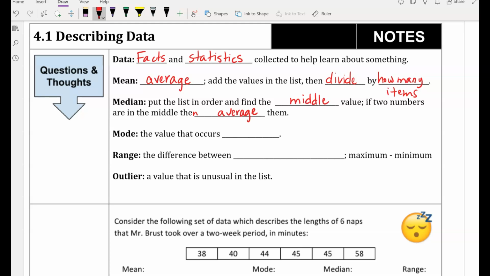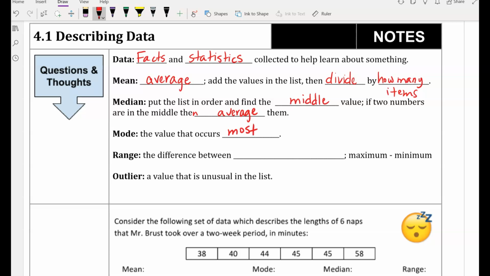Median is another way to talk about a middle value. It's similar to the mean, but it's not always the same value. To find the median, you put your list in order from least to greatest, and then you find the middle value. If there are two numbers in the middle, then you average those two numbers. You add them together and divide by 2.